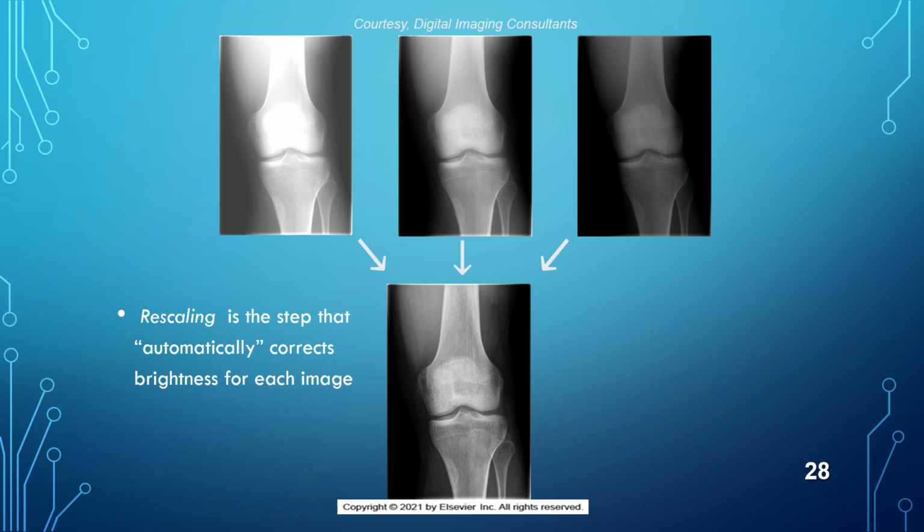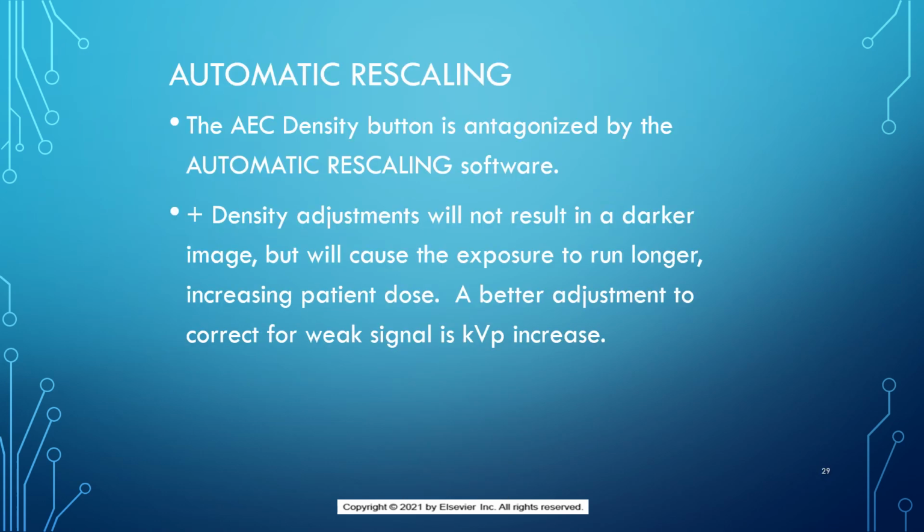Okay. So rescaling corrects. In screen film, as you see in the top 3, you can underexpose, that's the far left one. You can adequately expose, that's the middle one. Or you can overexpose, that's the far right one. And the rescaling software will correct those intensities to the expected intensity, which is adequate exposure. And so the software automatically corrects your brightness and contrast for you, regardless of whether you have optimal technique or slightly off technique. Okay.